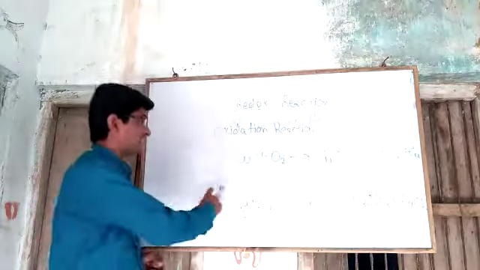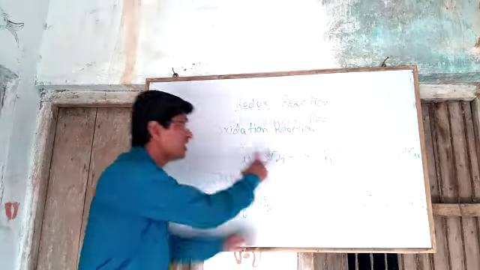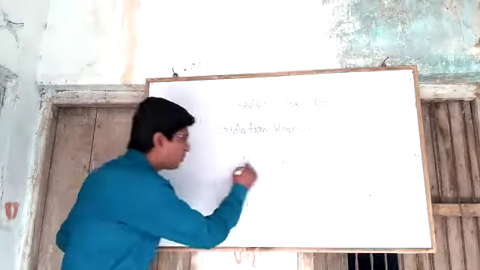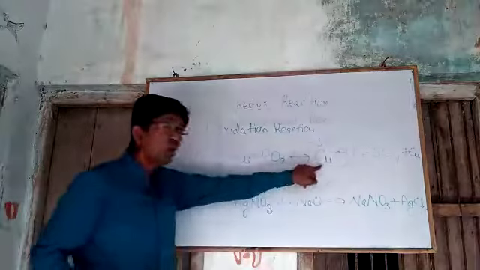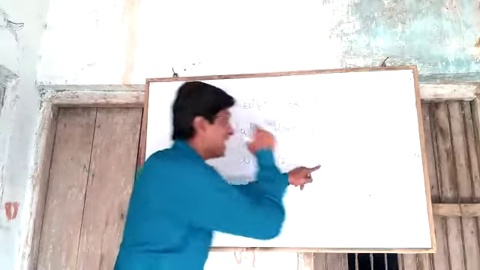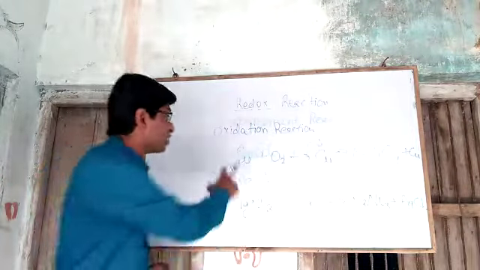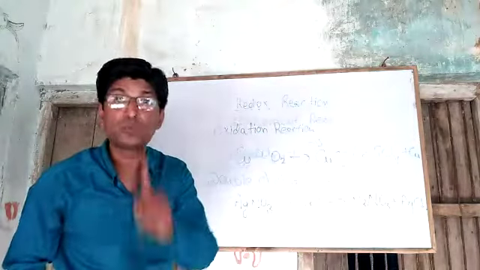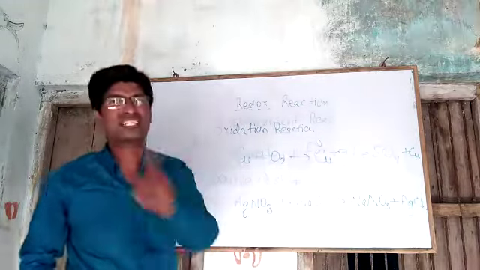Dear students, here copper is burned. Copper reacts with oxygen and produces copper oxide. So on the reactant side, copper has no oxygen, but on the product side we find that copper gains oxygen and has oxygen. So you can see that during this reaction copper gains oxygen. As in this reaction copper gains oxygen, it is an example of oxidation reaction.